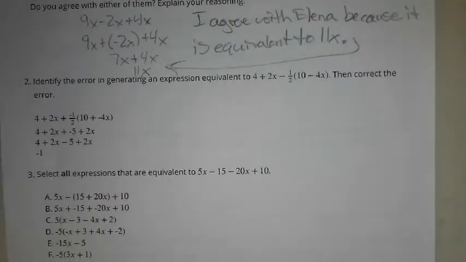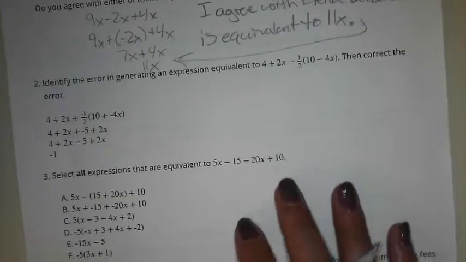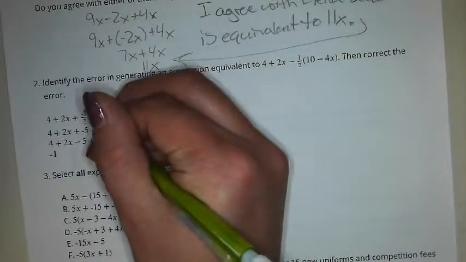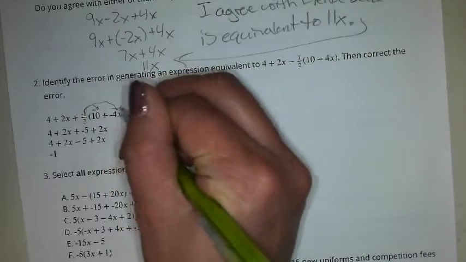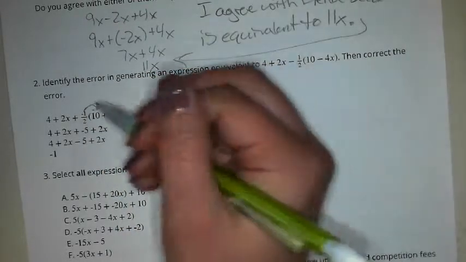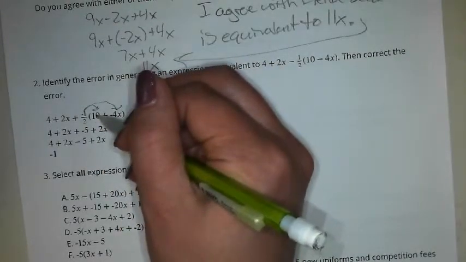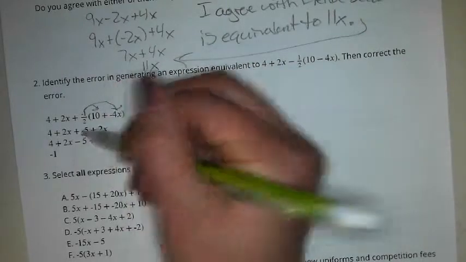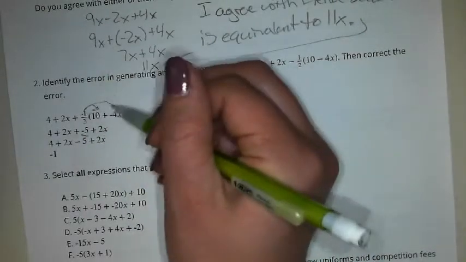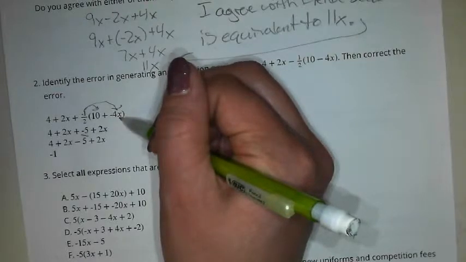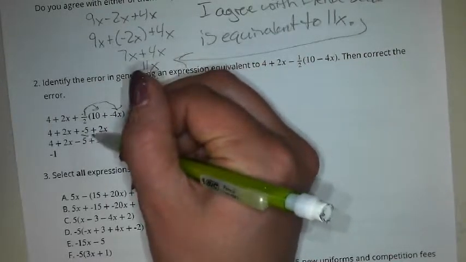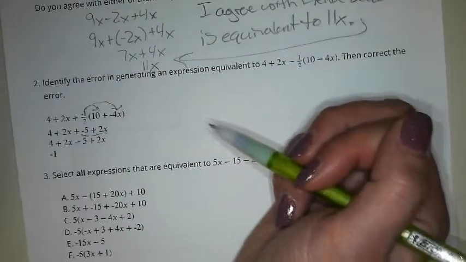2. Identify the error in generating an expression equivalent to 4 plus 2x minus a half times 10 minus 4x. Then correct the error. Okay, so I know I need to multiply a negative half times 10, and a negative half times a negative 4x. Negative a half times 10 is negative 5, which is what they have here. A negative a half times a negative 4x would make it a positive 2x. Okay, so that all works there.